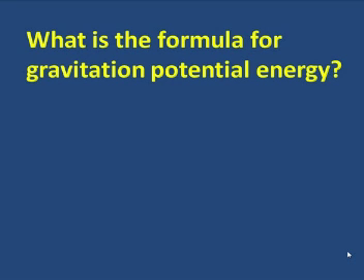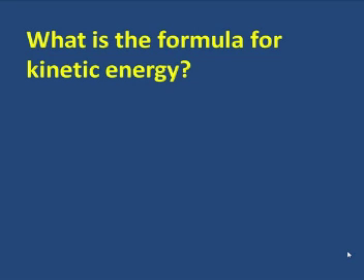Next, what is the basic formula for gravitational potential energy near the surface of the Earth? Notice they use U sub G, and that's potential mgh. For kinetic energy, what's the formula? They use the symbol K, and that's equal to 1/2 mv squared.